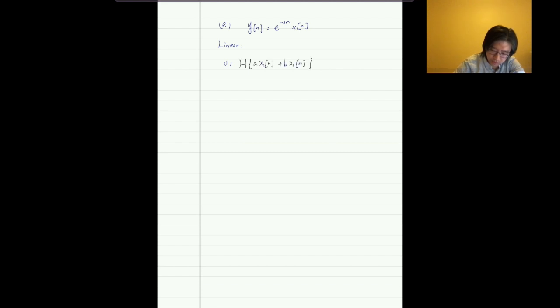Okay, so this guy equals C. What the system does is that we take the input and multiply it by e to the power of 2n, right? So that equals this, a x1 of n plus b x2 of n. We can write one more step here: a x1 n plus b e to the power of negative 2n x2 n.